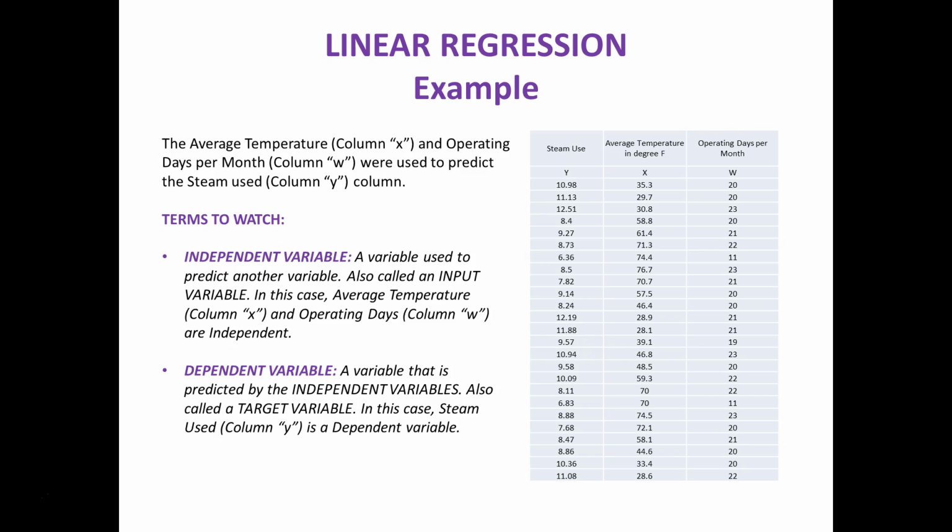So let's take a real quick look at, remember, we then added a second data set, or a second column. Originally we were trying to predict the amount of steam use with the average temperature in the month. But then we added another variable here called the operating days. This is how many days the plant was open. So now we have two variables to try to predict the steam usage.